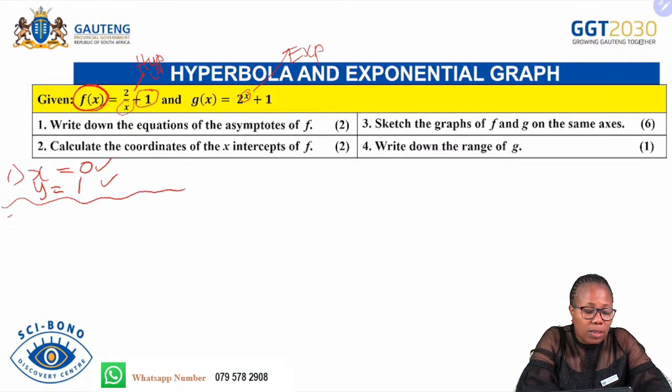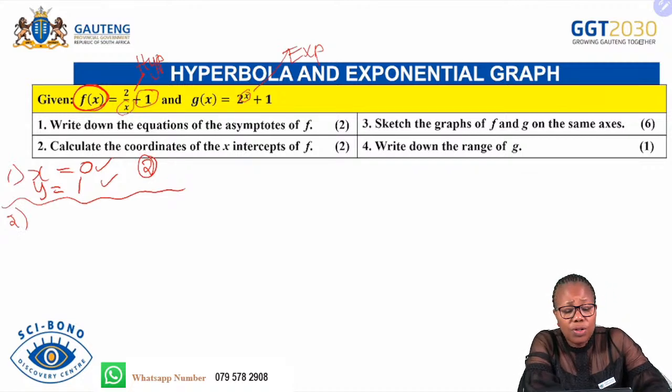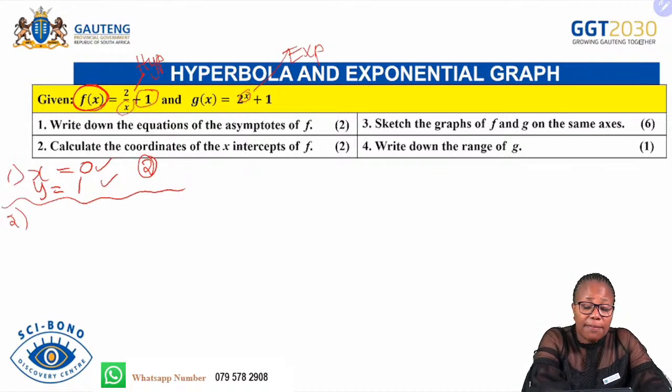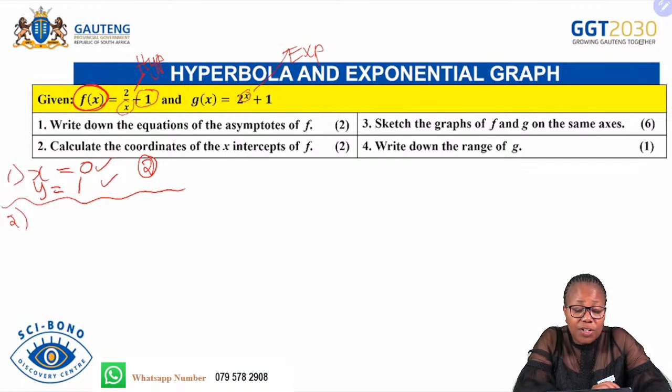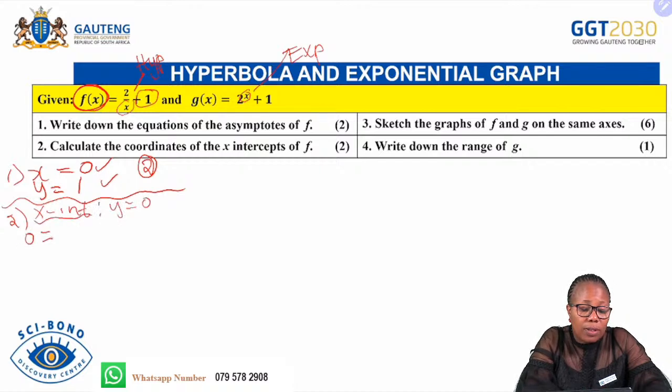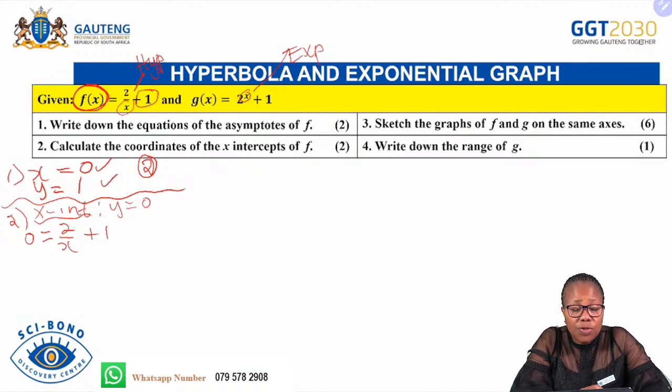Moving forward, number 2, calculate the coordinates of the x-intercept of f. We are still on the f function hyperbola. We are now calculating the x-intercept. X-intercept, you know the method now, grade 12. You let y equals to 0. So 0 equals to 2 over x plus 1 because we are looking for the x-intercept. Next step, grade 12.